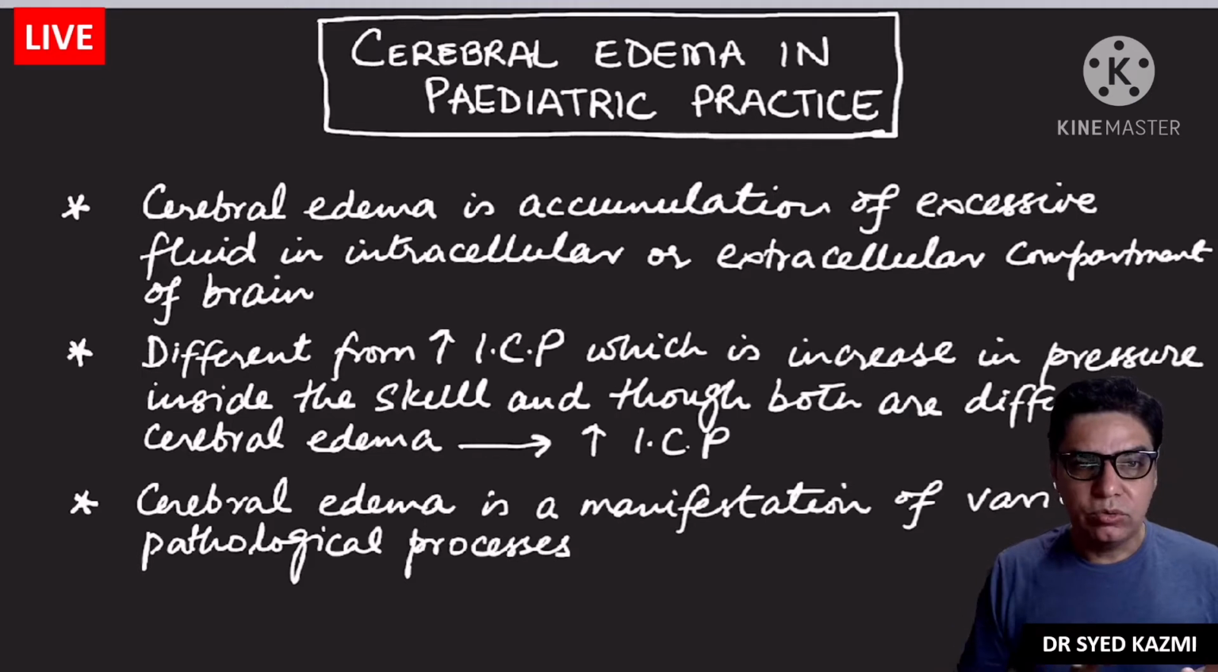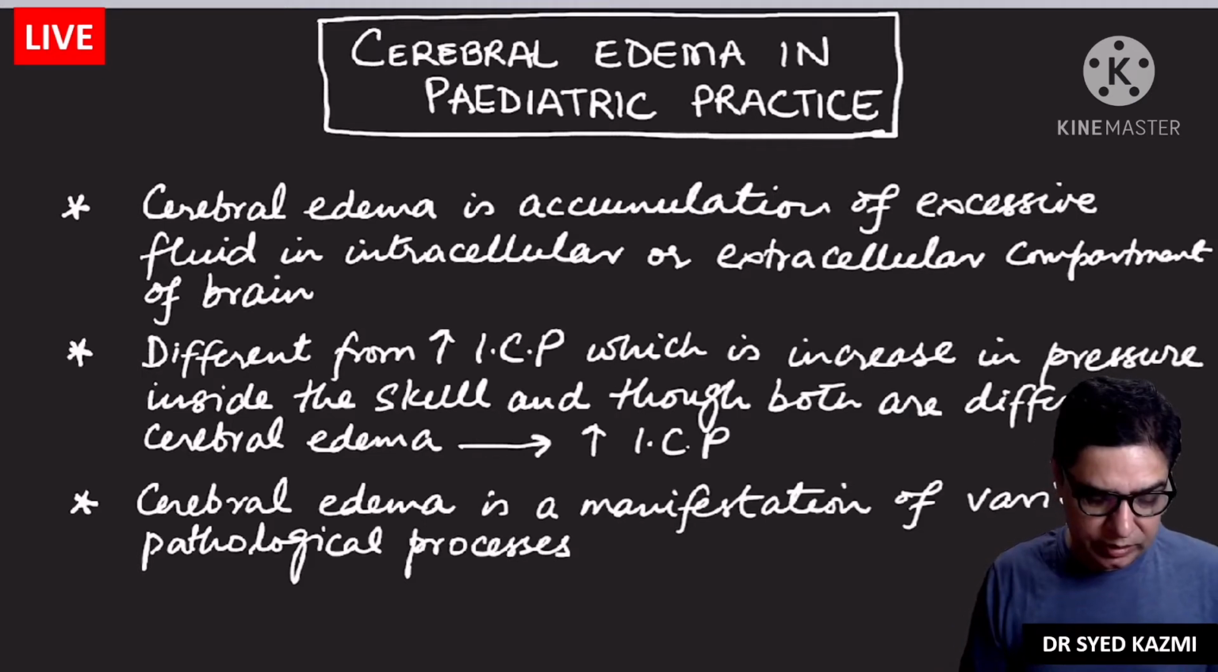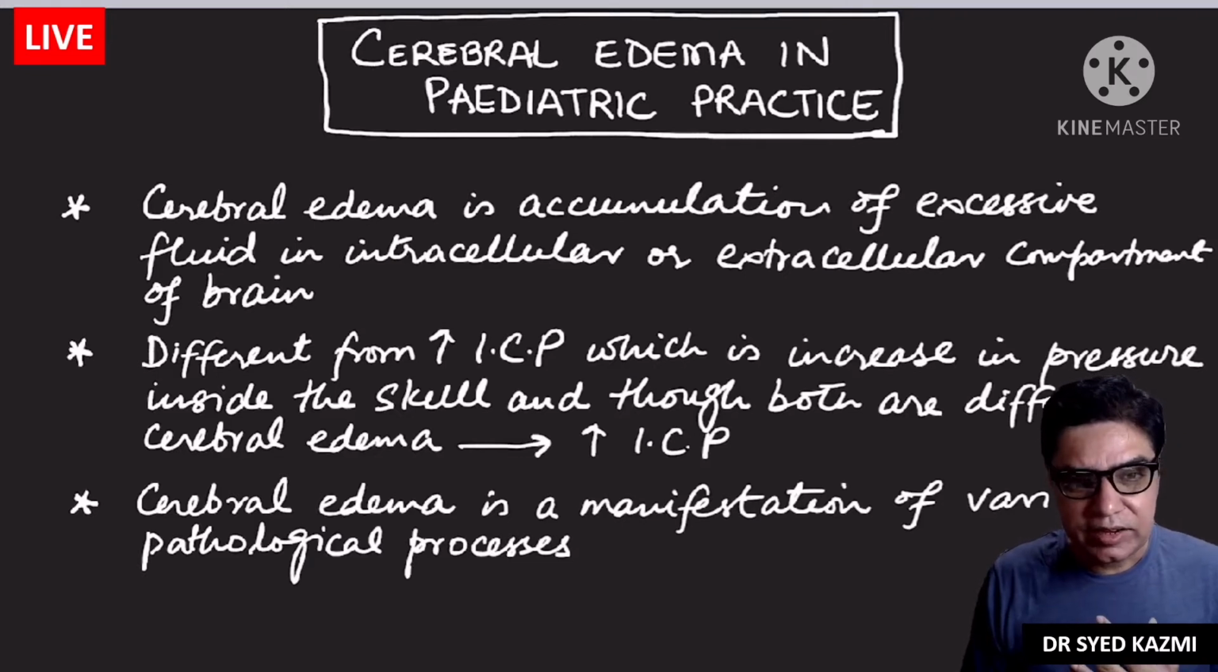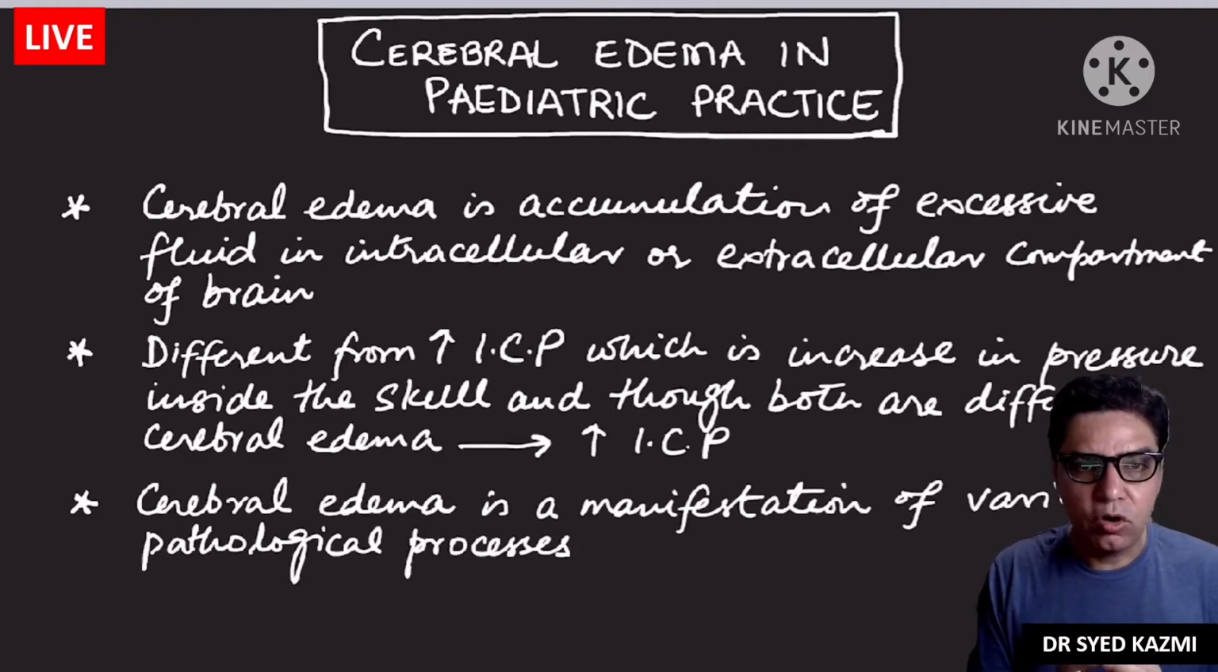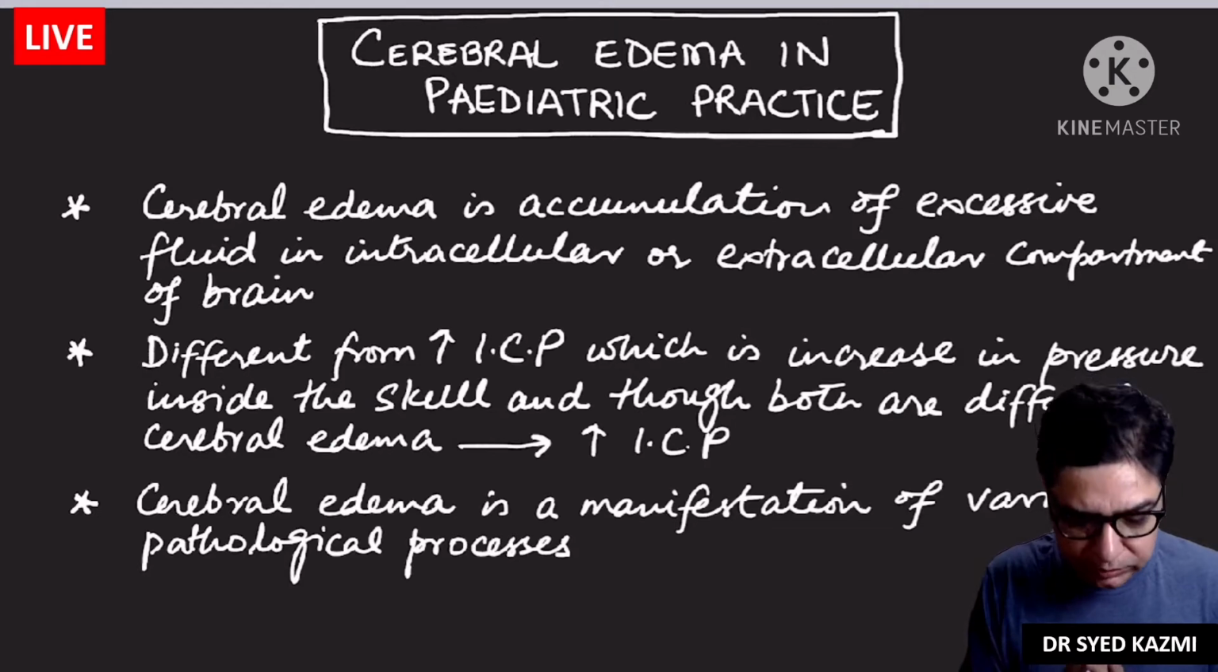So a child can get cerebral edema if he has got a traumatic brain injury. He can get cerebral edema if there is any process which leads to infarction. He can get cerebral edema if he has got a tumor. He can get cerebral edema if he suffers a hypoxic ischemic insult to the brain. So there are different types of pathological processes which ultimately would manifest in the form of cerebral edema. So cerebral edema basically is a manifestation. It's a sequela of various pathological processes.